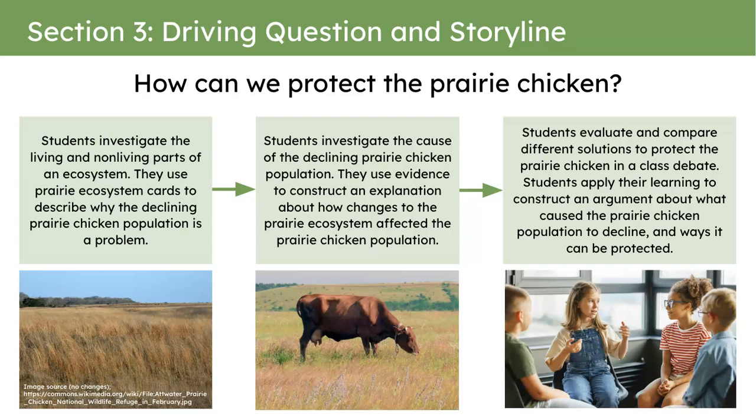Next, students evaluate and compare various solutions by participating in a class debate on how to best protect the prairie chicken. The section and unit conclude as students apply their learning to construct an argument about what caused the prairie chicken decline and ways their populations can be protected.